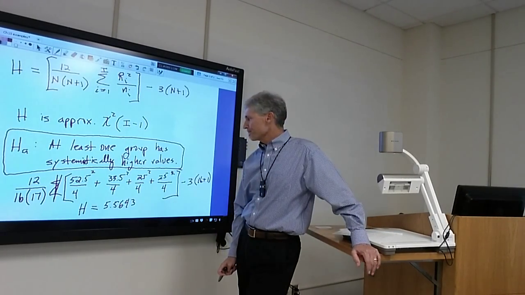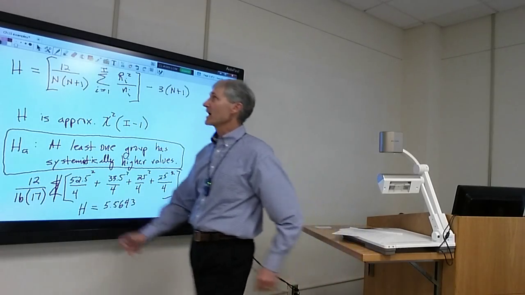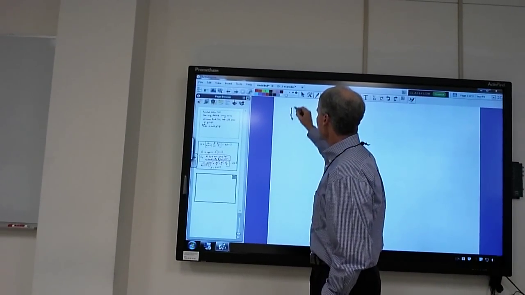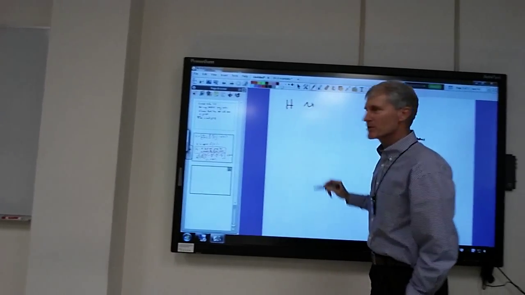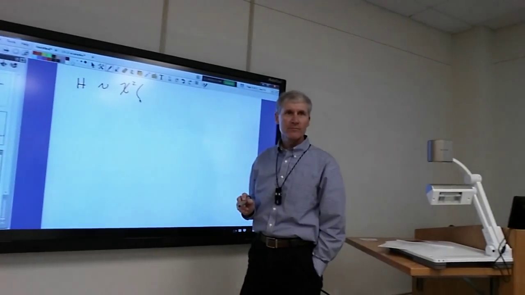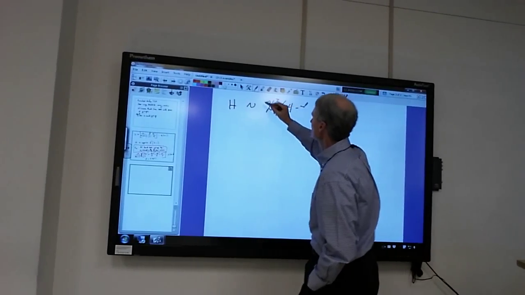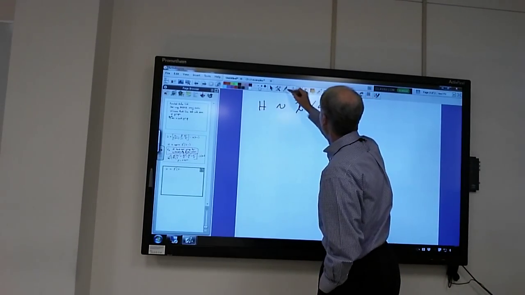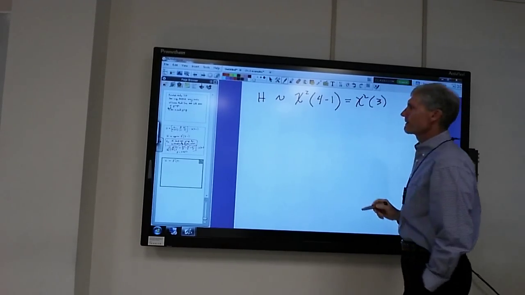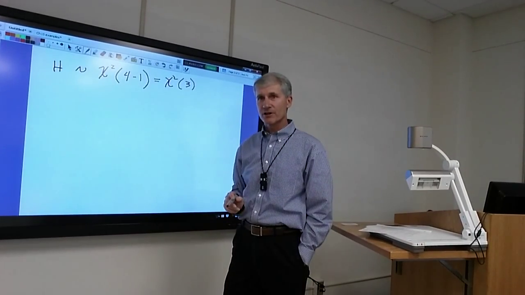All right? Now, how do we decide if that's statistically significant? How do I get a p-value? Well, we know that that H is approximately distributed as chi-square with how many degrees of freedom? Big I minus 1. So that's 4 minus 1 degrees of freedom, so chi-square 3. So I can use my calculator that has a chi-square CDF function on it.